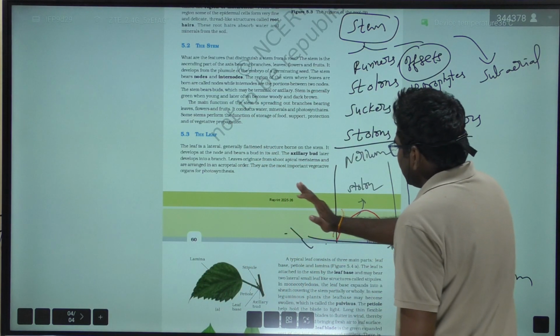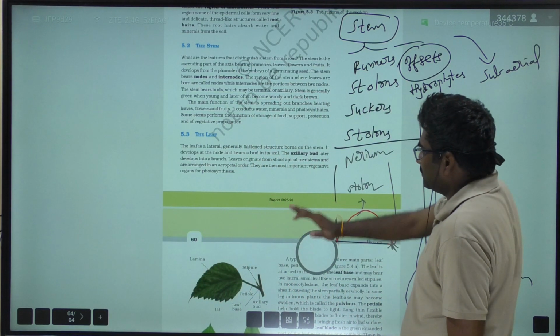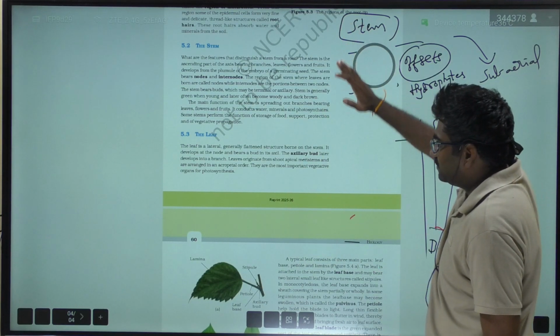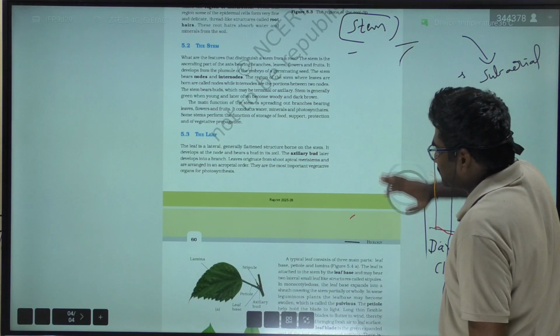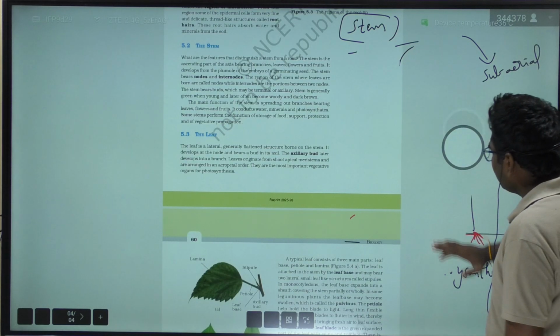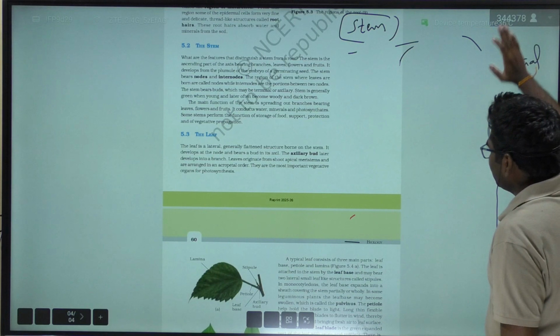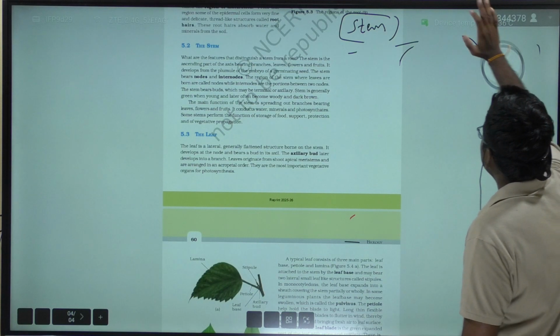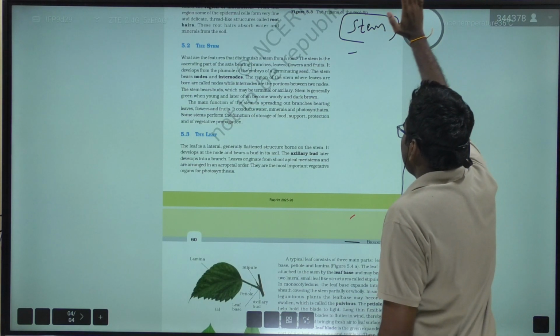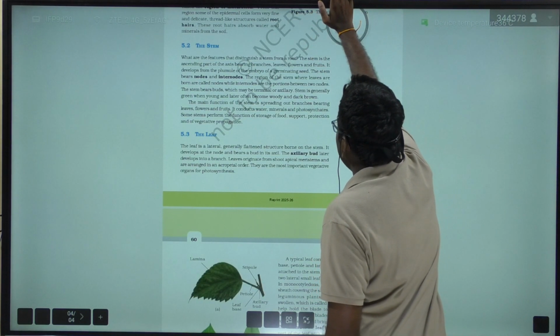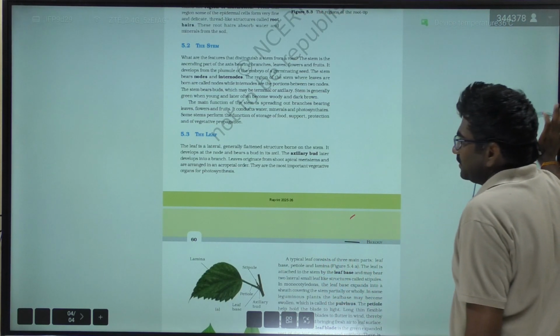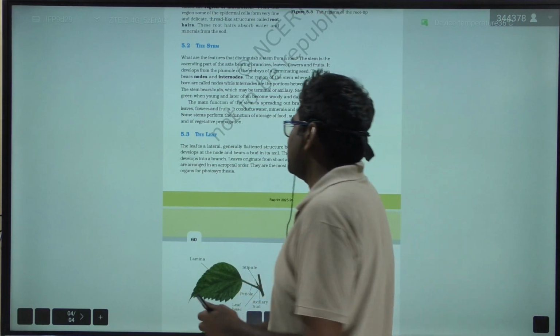Now let us look into the structure of leaf. The leaf is a lateral, generally flattened structure that is borne on the stem. It develops at the node and bears a bud in its axil. The axillary bud later develops into a branch.